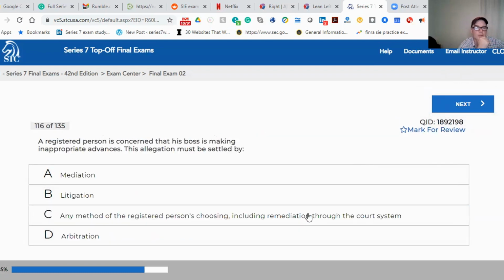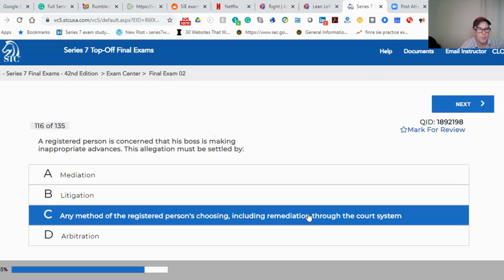A registered person is concerned that his boss is making inappropriate advances. Okay, that was the 90s basically. This allegation must be settled by, so the registered person. So this is the thing, it's not forced to go through arbitration. This is the one thing, and I think any civil rights violations like racial stuff, you can do through courts.